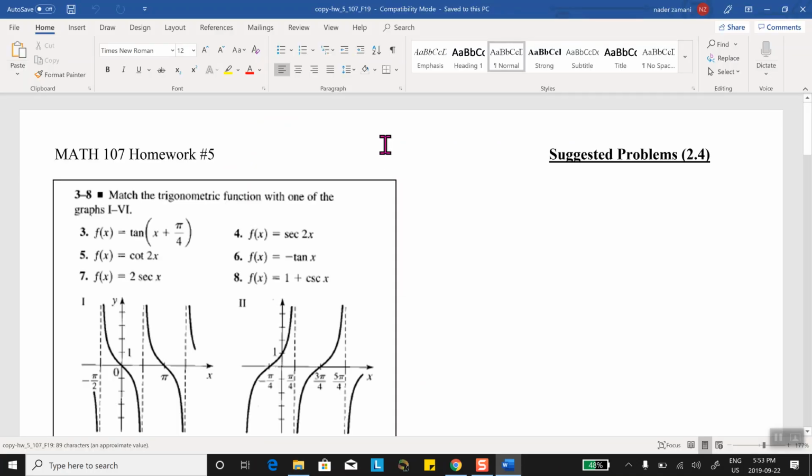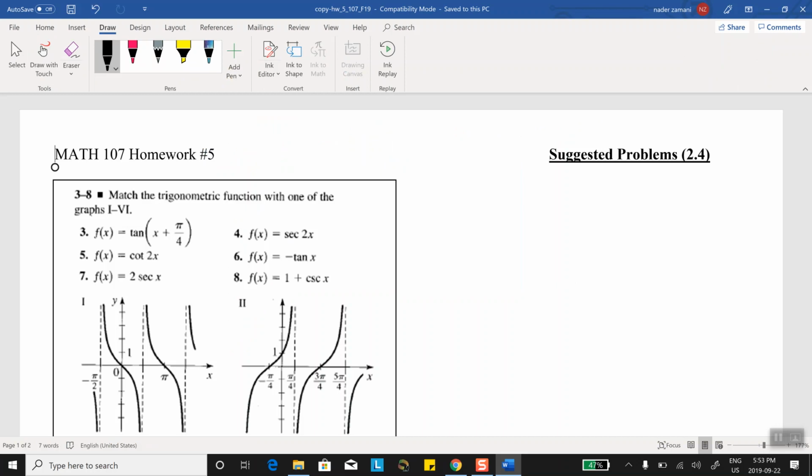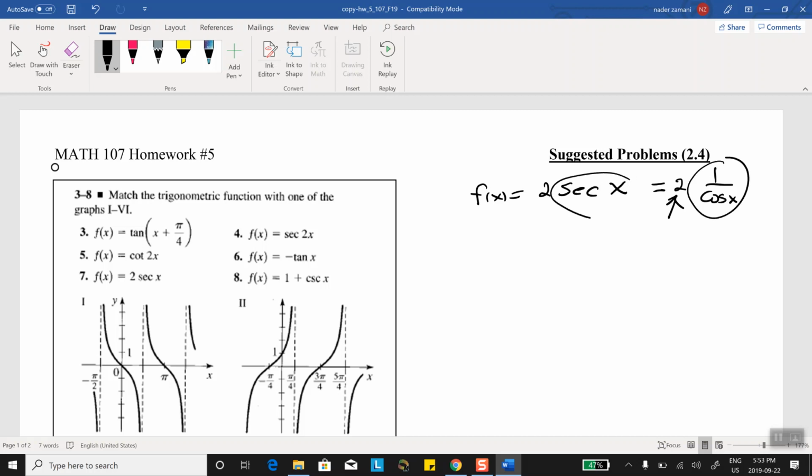Next problem is number 7. What do we got here? So draw number 7, f of x equal to 2 secant of x. And let me remind you that this is 2 times 1 over cosine of x. All this 2 does, this 2 in the front of the secant, all it does is stretches it in the vertical direction by a factor of 2. So if I know how secant looks like, all I do is stretch it in the vertical direction.